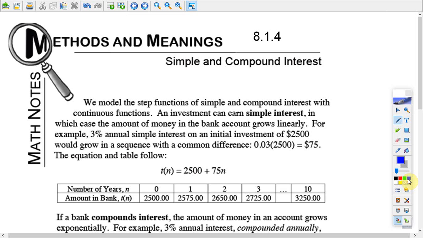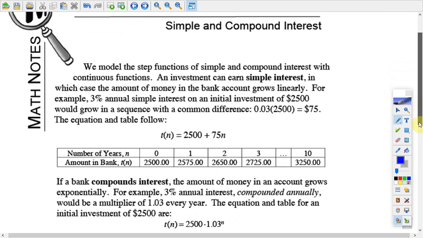An investment can earn simple interest, in which case the amount of money in the bank account grows linearly, meaning that you get a fixed amount on the principal, which is the initial investment, and they just add the interest only to the initial investment. That's actually a pretty uncommon way of calculating interest, but it is the first way that we learn, and kind of goes back to middle school.